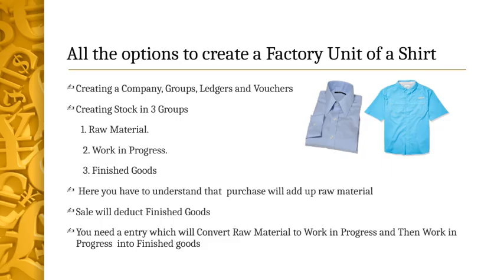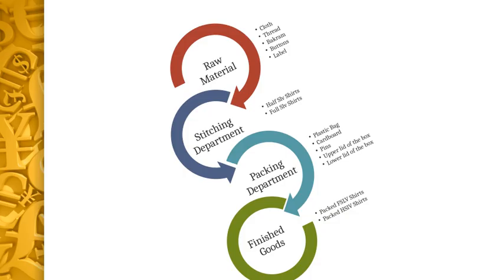1. Raw material. 2. Work in progress. 3. Finished goods. Here you have to understand that purchase will add up raw material. Sale will deduct finished goods. You need an entry which will convert raw material to work in progress and then work in progress into finished goods. Cloth, thread, buckram, buttons, label are raw material.